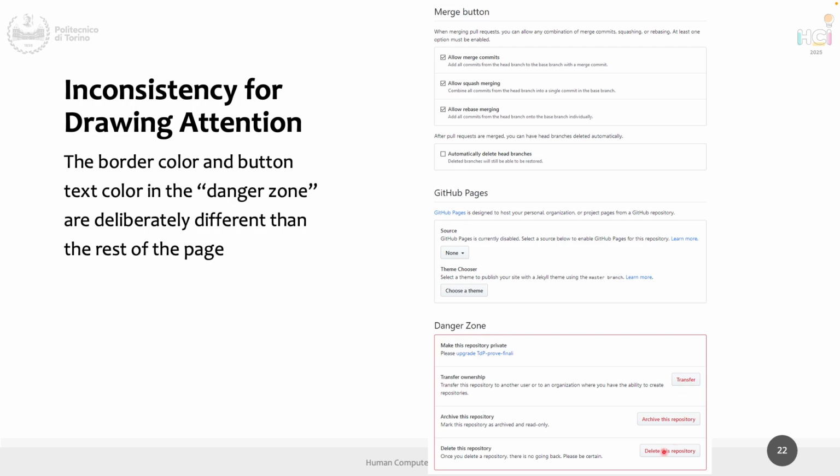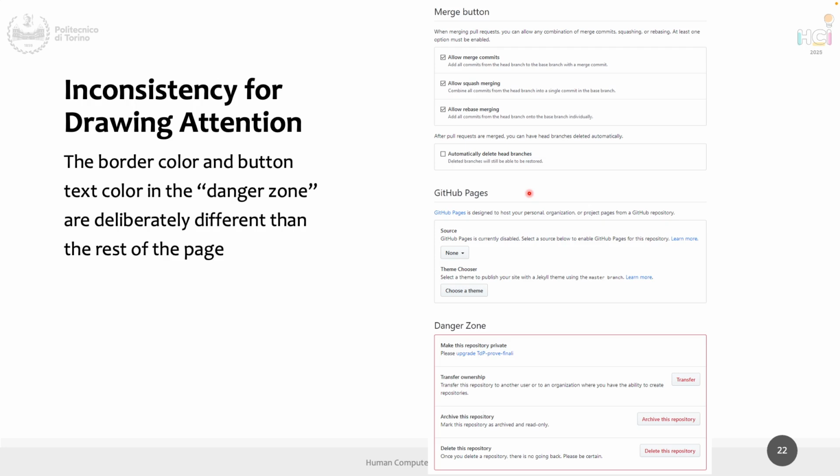So you have inconsistency. This is from the settings of GitHub. If you scroll, you see a lot of this, and then at a certain point, you draw an inconsistency. This is for getting the attention of the person: if you scroll, you always see things that are similar, and at a certain point there is something different, and that is the inconsistency that is there to highlight that there is something to pay attention to.